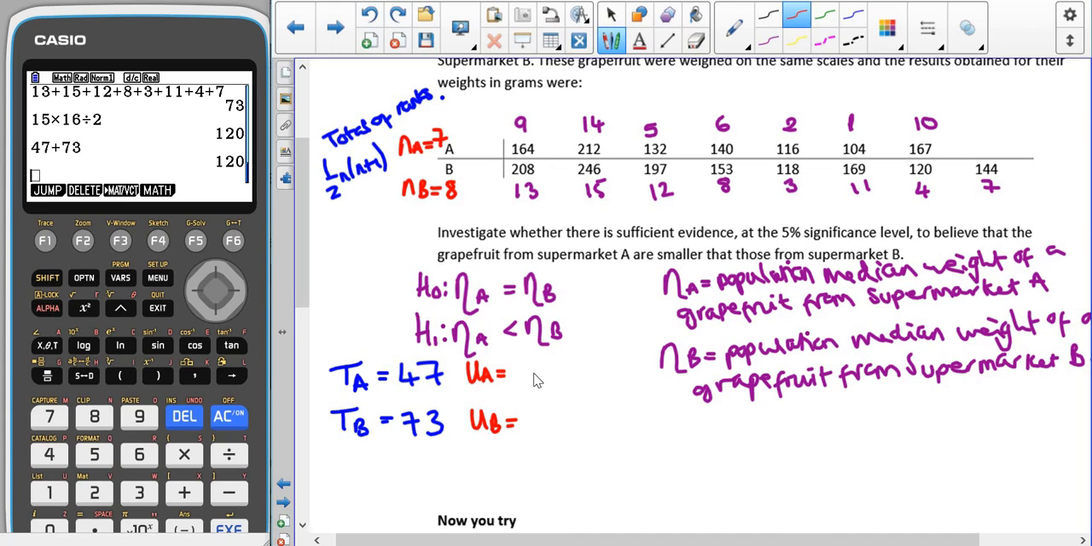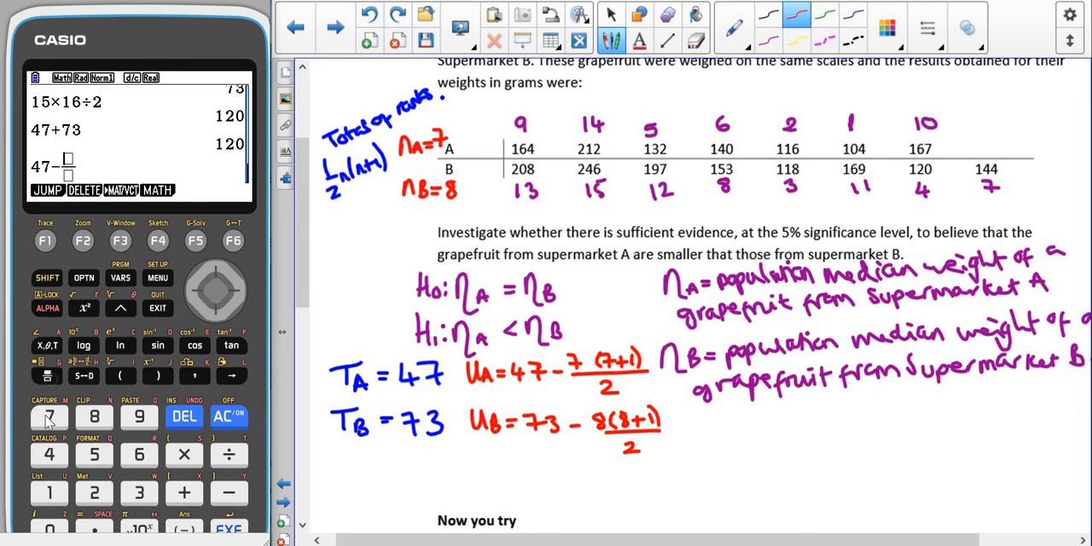So for the first one, we're doing TA, which is 47, minus NA, which is 7, times NA plus 1, so 7 plus 1, all over 2. For UB, we're going to be doing TB, which is 73, minus NB, which is 8, times NB plus 1, so 8 plus 1, over 2. Now we're going to put these into our calculator. So for UA, that gives us 47 minus 7 times 8 over 2, which gives us 19.